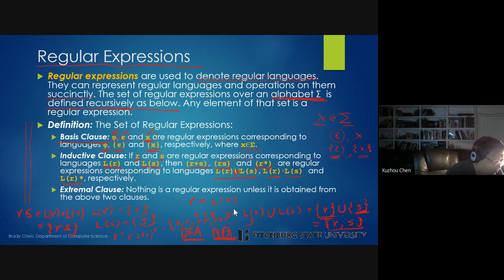So that means if R and S are regular expressions, then R plus S, R times S, R star are regular expressions in these three different languages. Now that's the only way we can build a regular expression. Nothing is a regular expression unless it's obtained from the above two clauses. So this is called a recursive definition. You can build it from a very simple regular expression to a very complicated expression.